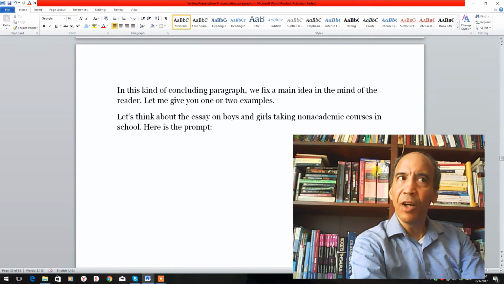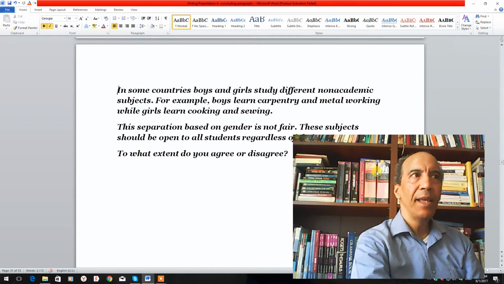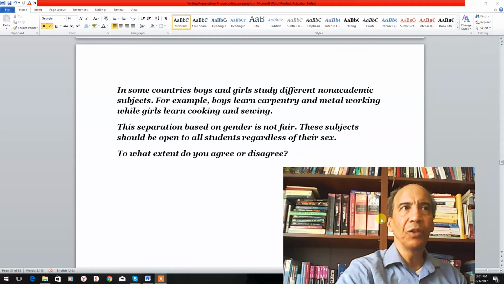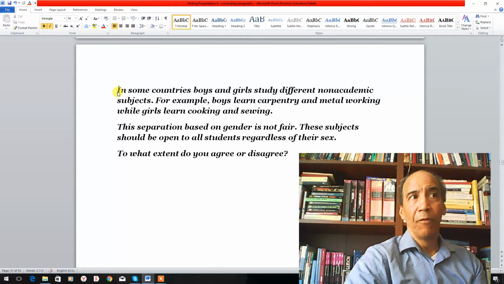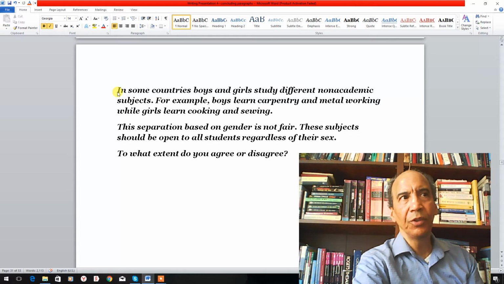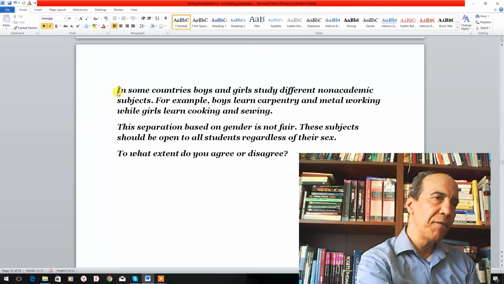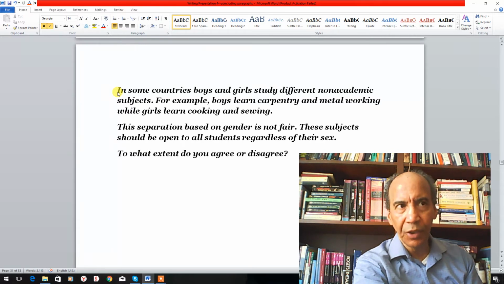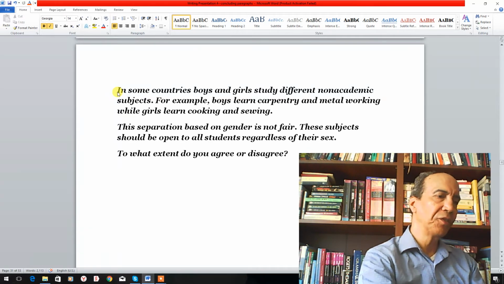Let's think about the essay on boys and girls taking non-academic courses in school. Here's the prompt. In some countries, boys and girls study different non-academic subjects. For example, boys learn carpentry and metalworking, while girls learn cooking and sewing. This separation based on gender is not fair. These subjects should be open to all students, regardless of their sex. To what extent do you agree or disagree?